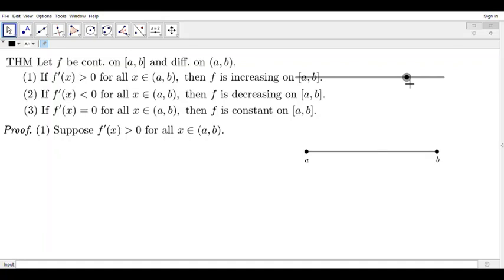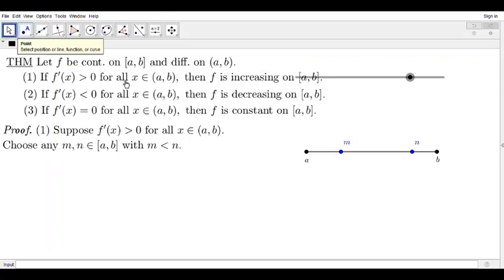Now, what is it that we have to show? We have to show f is increasing, meaning if you draw the graph, it would have to be going up. How do we do that? Choose any two values, m and n, inside the open interval AB. So we should be able to change the values of m and n, so long as they're there, and with n coming after m. So m less than n.